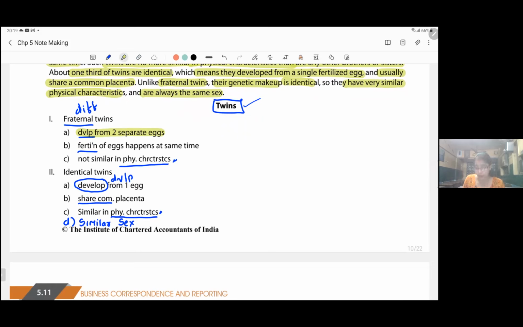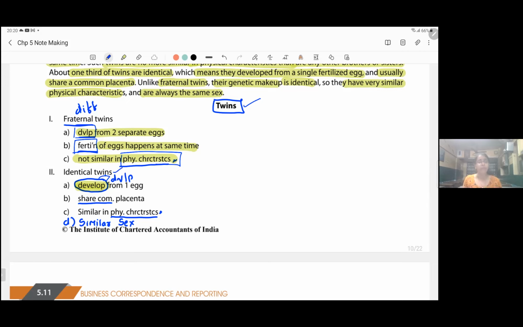What is the second subheading? This is again abbreviation. Fertility of eggs happens at the same time, not similar in physical characters. The box that I am making should be in abbreviation. Here the full form of the abbreviation is given, this develop. Here they needed to write DVLP, as it is written above, so here they have written the full form. Right. What is the second heading?